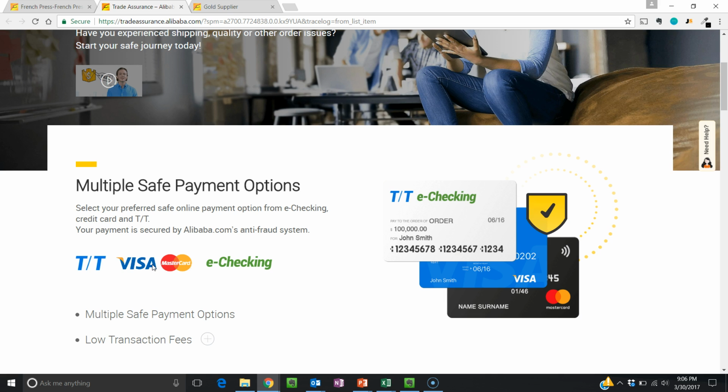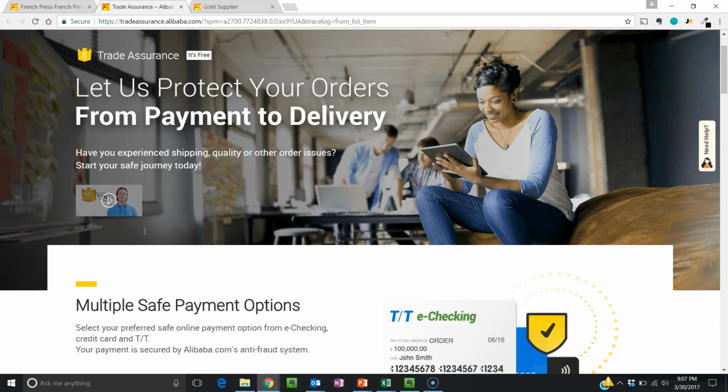I remember one time using Visa on here and thinking it was going to be a good deal, but not only did Alibaba charge me a transaction fee, so did my bank, because I think the bank was actually out of London that the charge was coming through. So it was being charged as an international transaction, and I was paying more than I thought I was going to pay. So I prefer e-checking, but I love trade assurance.